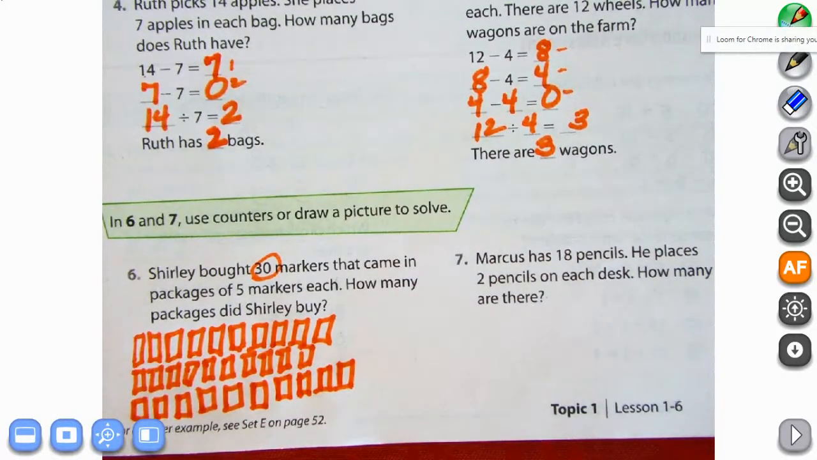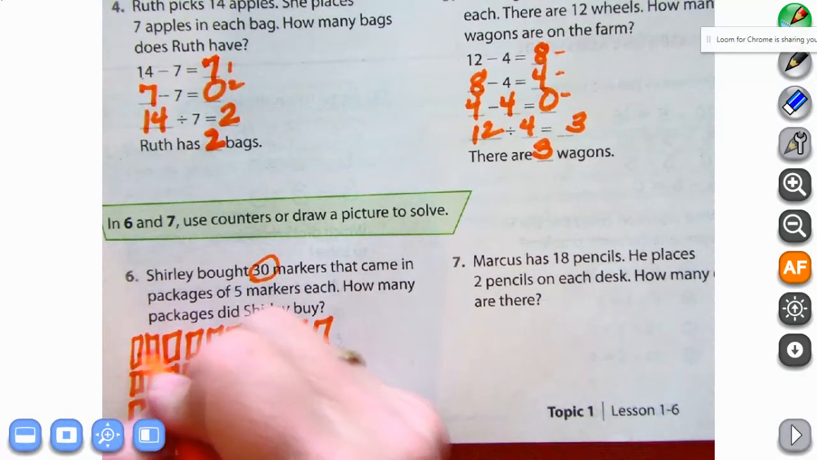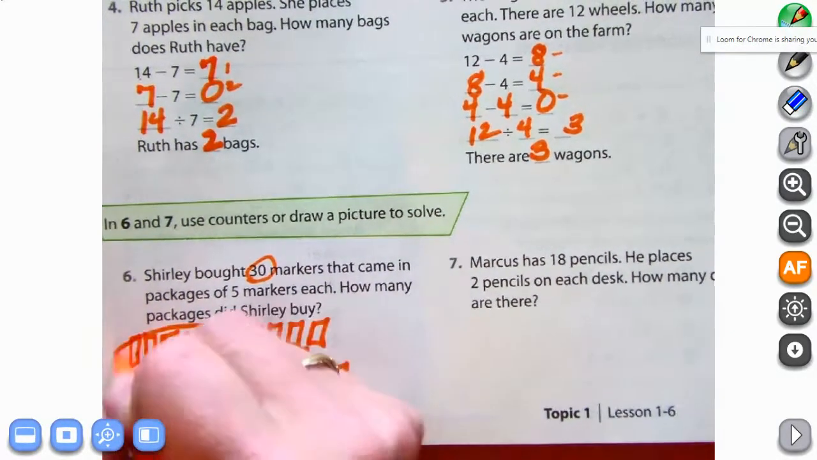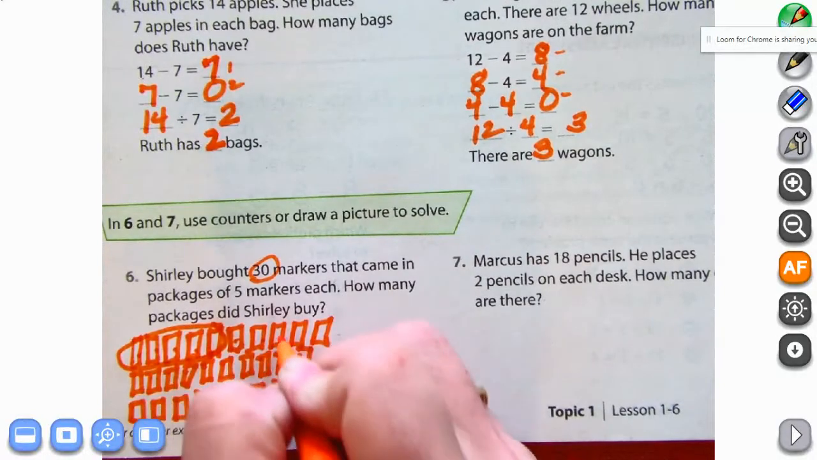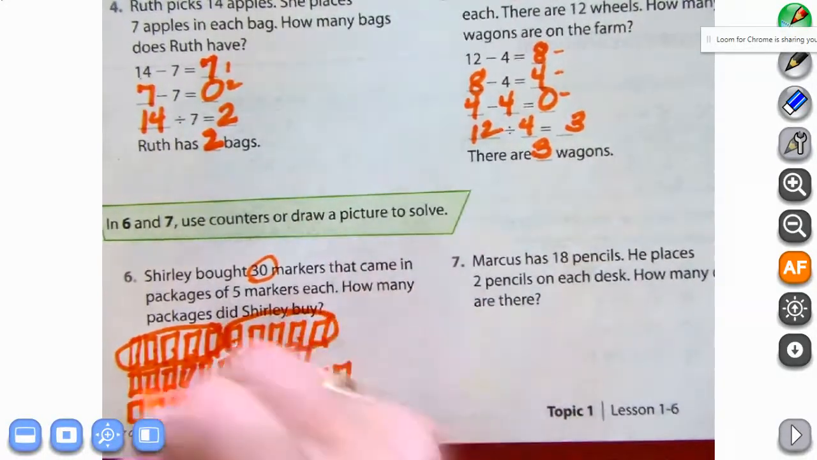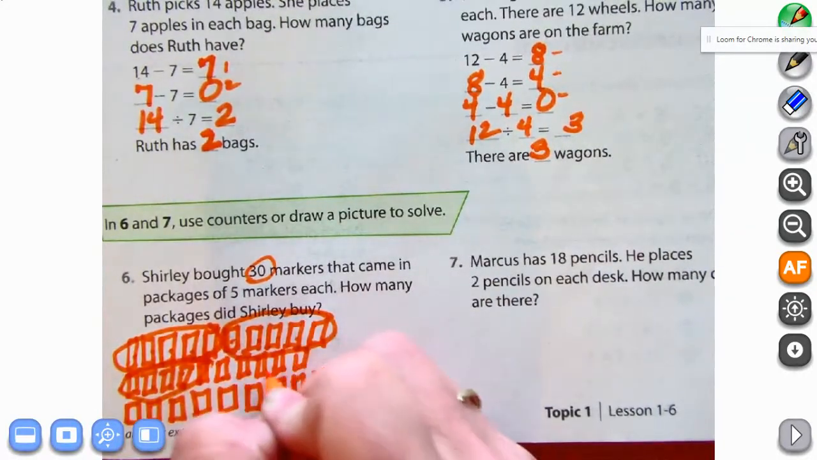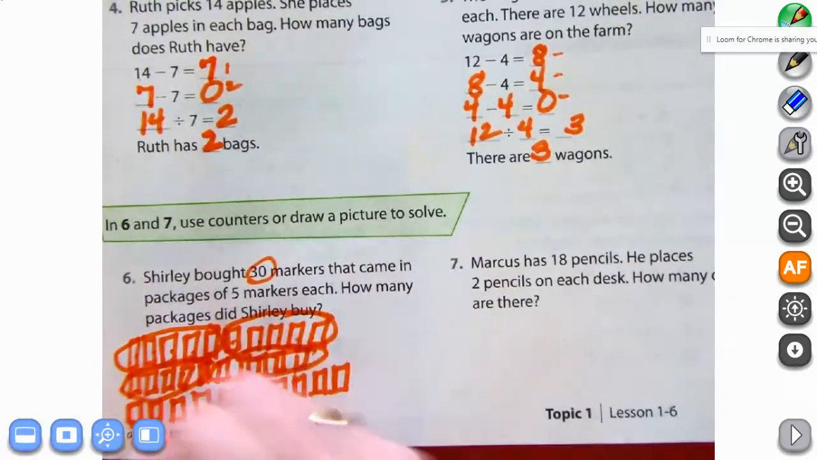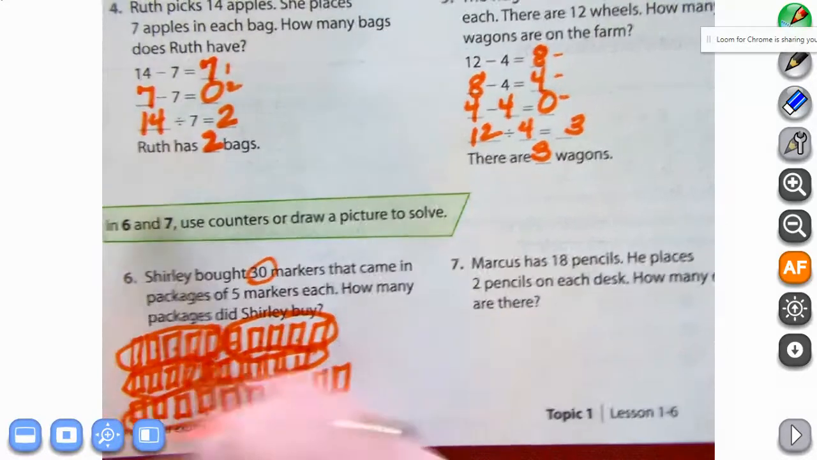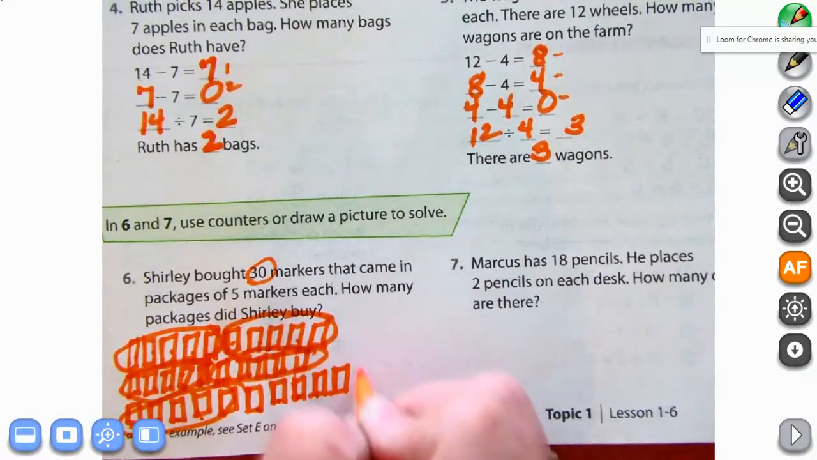There's a lot of markers. Okay, we're going to do 5 markers in each group. So we have 1, 2, 3, 4, 5. 1, 2, 3, 4, 5. 1, 2, 3, 4, 5. 1, 2, 3, 4, 5. 1, 2, 3, 4, 5. 1, 2, 3, 4, and 5.